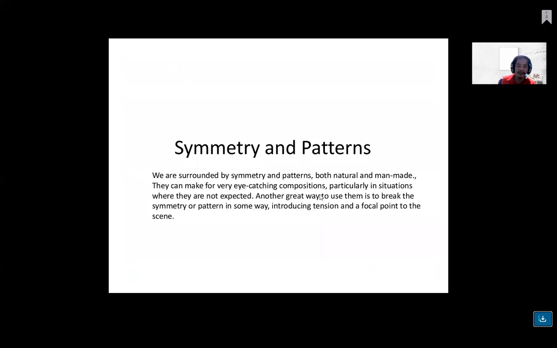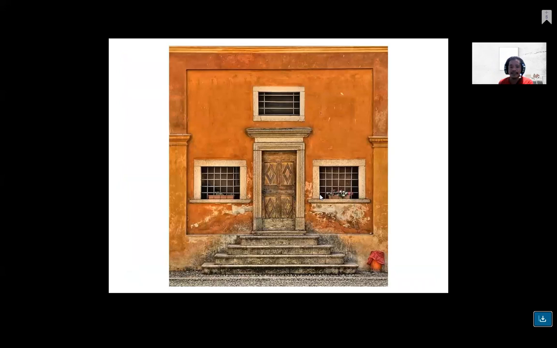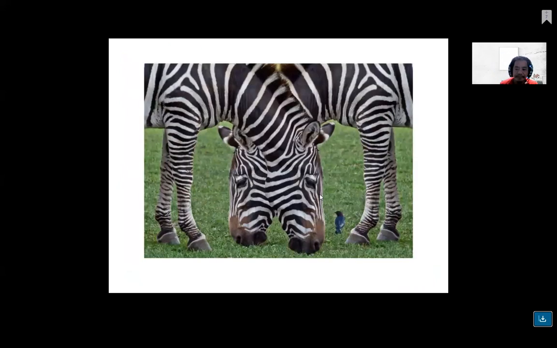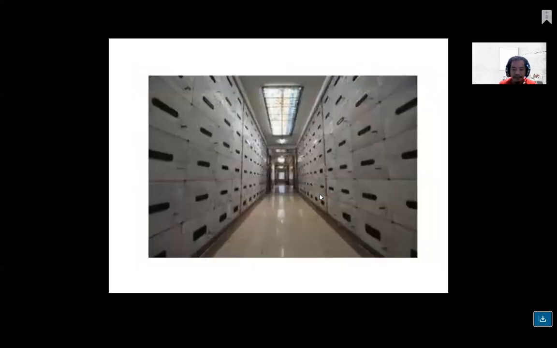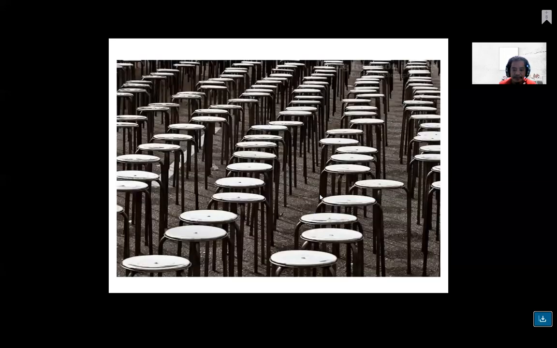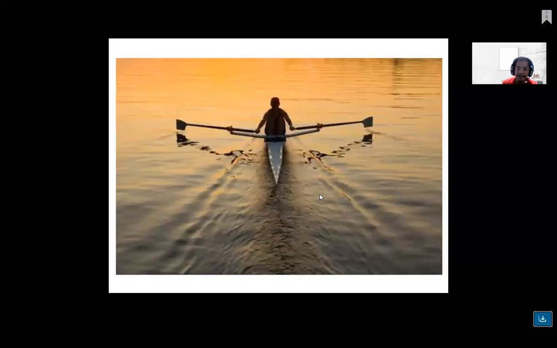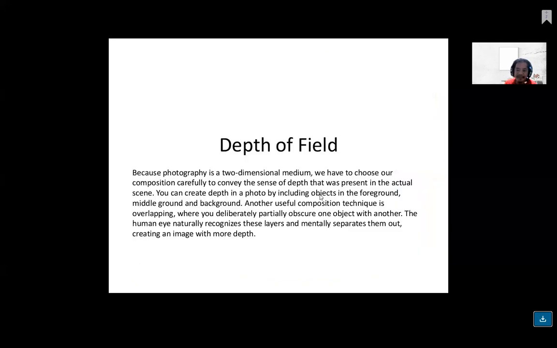Then you can also have symmetry in patterns. You always have to look for natural or man-made patterns. Could be the stairs, could be zebra prints, architectural designs. So these would actually create some kind of a drama, perspective. So these are, yes, repeating lines, leading lines, and then you can have the depth of field.